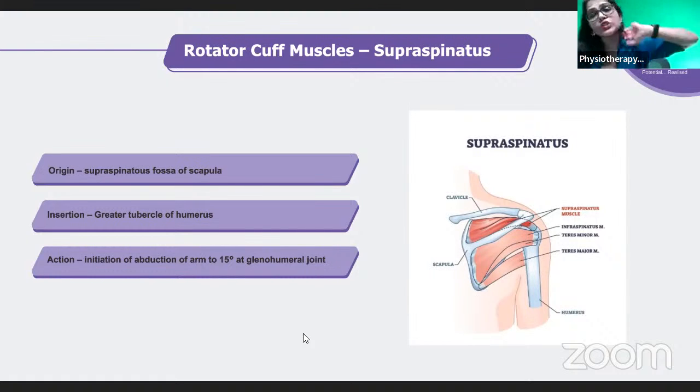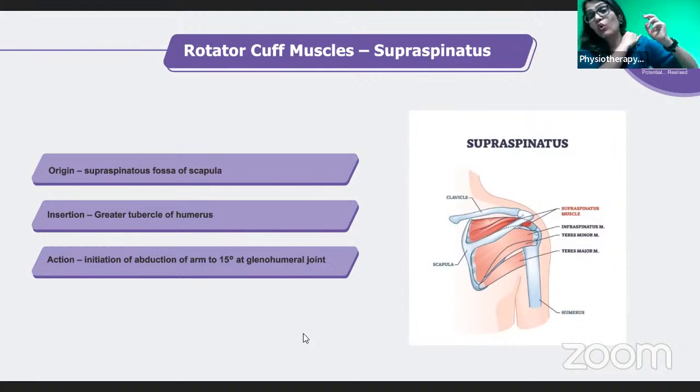After 90 degrees, which muscle is taking over? Because the deltoid has contracted and got shortened already, beyond that it cannot pull your humerus. So which muscle will pull your shoulder joint into abduction? That muscle is nothing but the trapezius, because we have seen it.